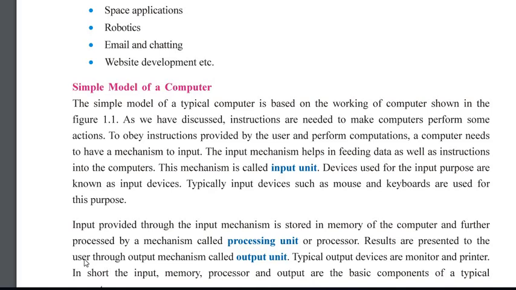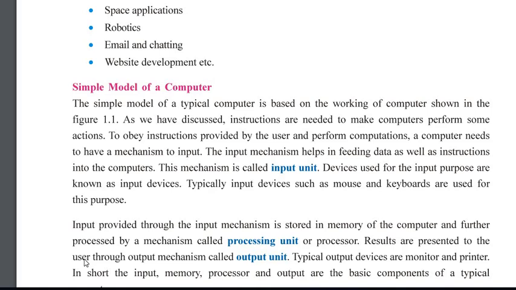After that, the input provided through the input mechanism is stored in memory and further processed by a mechanism called the processing unit. Now three units are there: input unit, processing unit and output unit. What is the work of the input unit? It will get the input from the keyboard, mouse, scanner. For the processing, whatever data is given by the input, it will be stored and made into proper instructions as given by the user, and then processed.